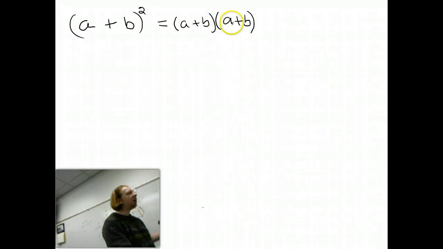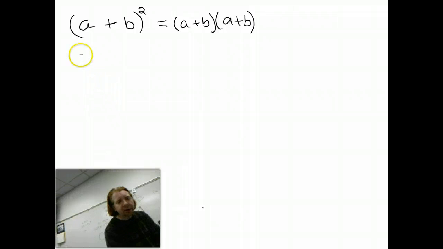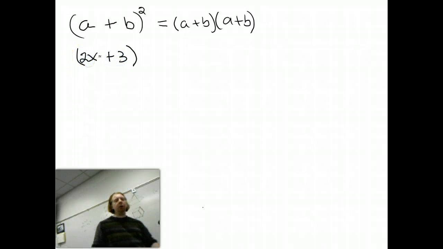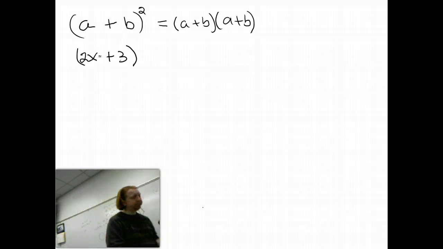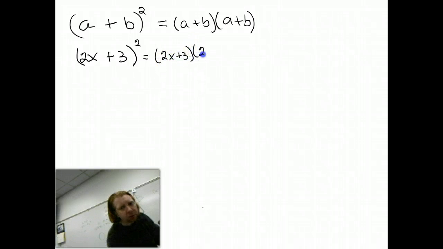Now, if you're having a hard time with all the pure variables, let's write right underneath that a real binomial that we can kind of compare it to as we work down the page. So 2x plus 3. If that's (2x plus 3) squared, that's going to be the same thing as (2x plus 3) times (2x plus 3). That's what square means.